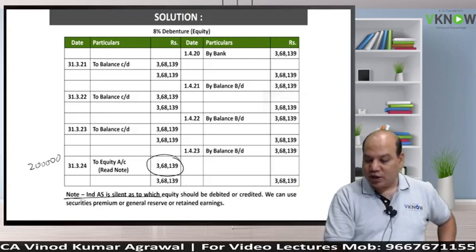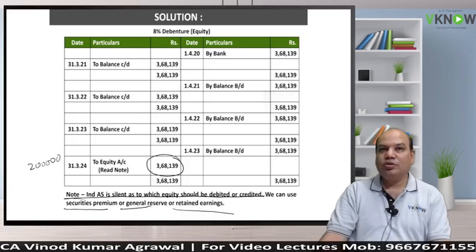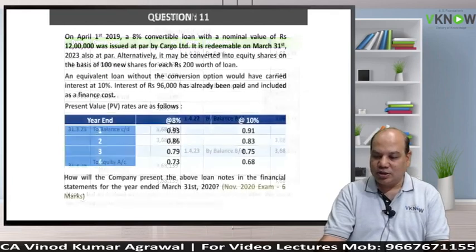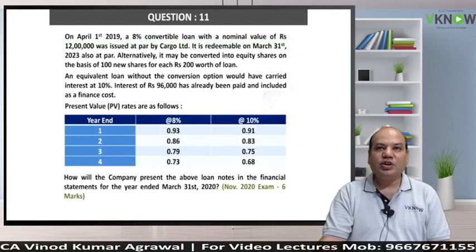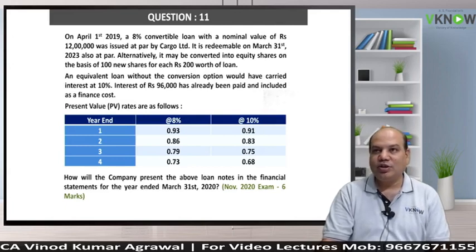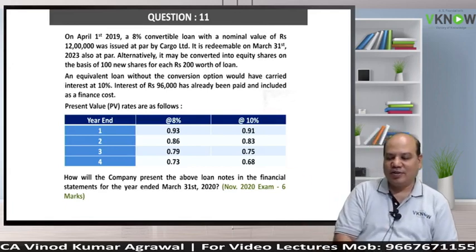Ind AS is silent as to which equity account will be debited or credited. We can use securities premium or general reserve or retained earnings account. So that was a concept question. Now we'll take one exam question. November 2020 exam for 6 marks. Are you ready? Yes. Okay.